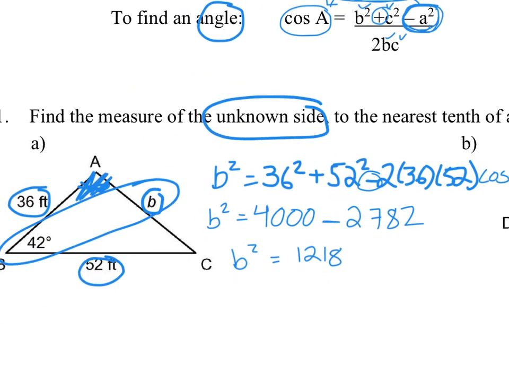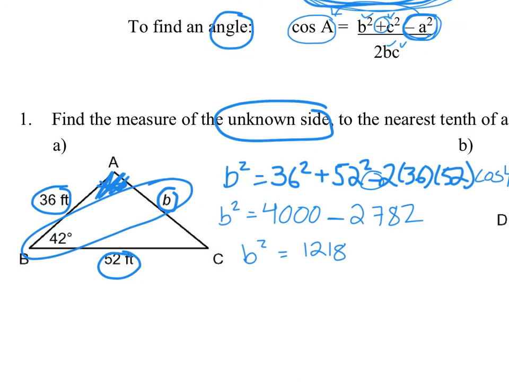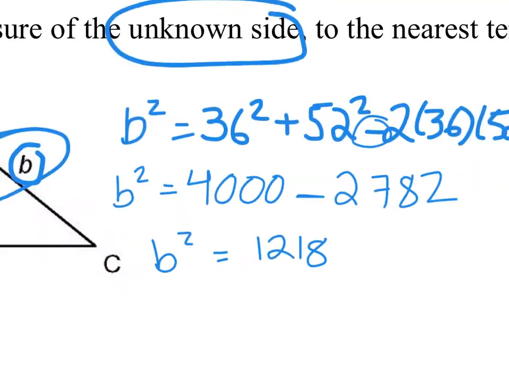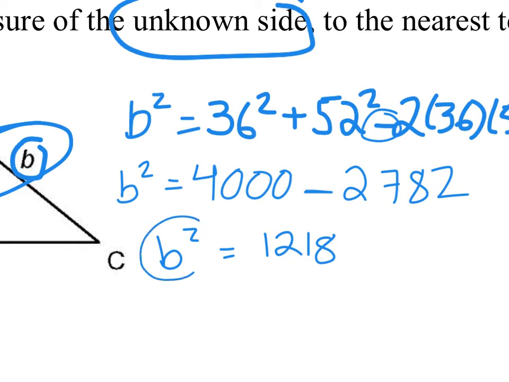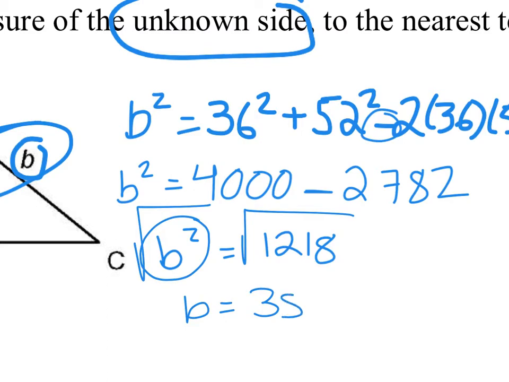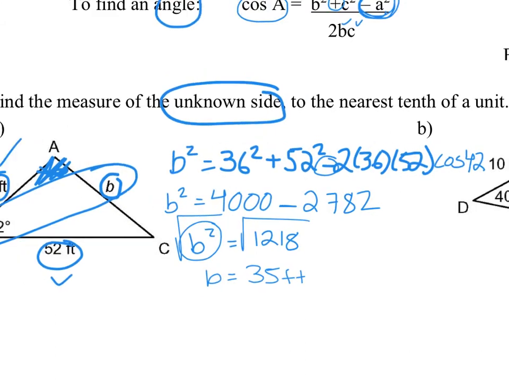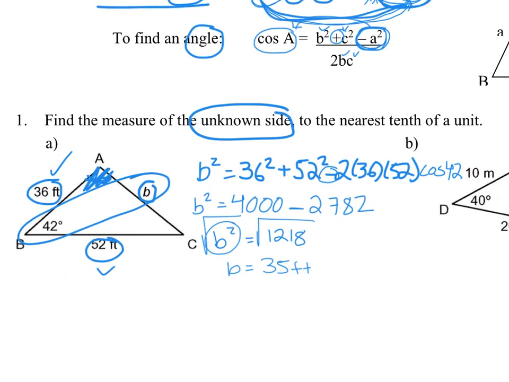Can that side length actually be 1,218 if the other two sides are 52 and 36? No way. So what's going on here? Did I do something wrong? No, we've got a last step that we still haven't done yet. You want b, and right now you have b squared. So this is just like Pythagorean theorem. How do you get rid of that square? You square root it. So the square root is 35. And it looks like it's been measured in feet, so we'll write 35 feet. So you see, cosine law is not actually that hard if you understand what those letters actually mean in the formula. So let's look at another example here.